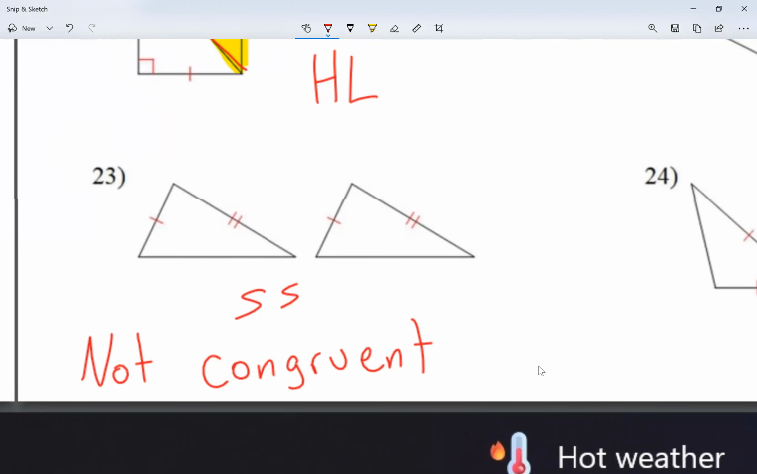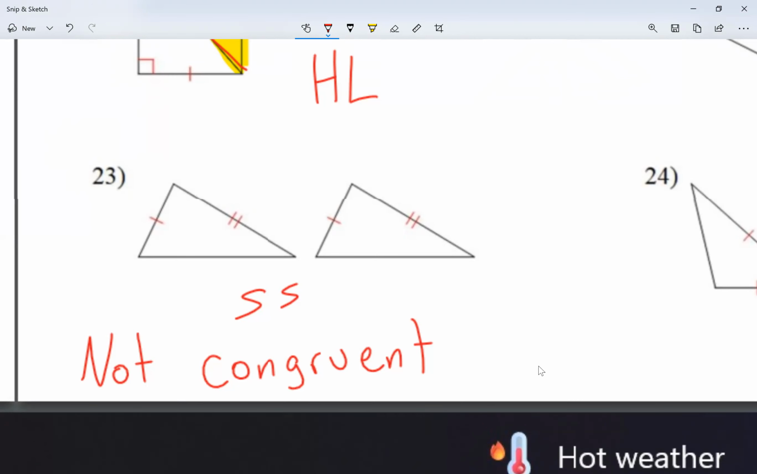Notice I capitalized the N from "not," but not the C from "congruent." So, not congruent. That's it. Like, hey, I need to have three markings. Two markings is not enough. Side is not enough. So not congruent.